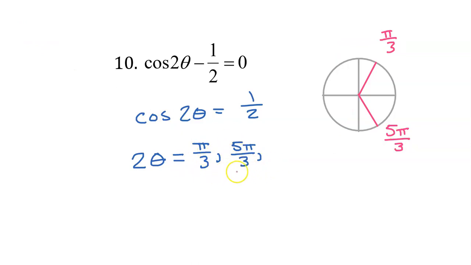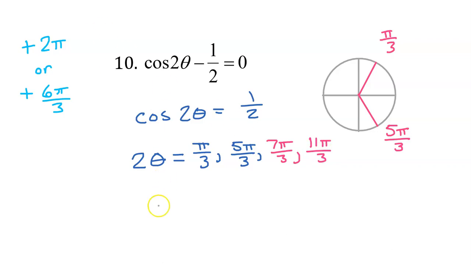How many sets of solutions do we need? The 2 theta tells us that we will probably need 2 sets of solutions. We can get the other set of solutions by adding 2 pi. In other words, by adding 6 pi over 3. 1 pi over 3 plus 6 pi over 3 is 7 pi over 3. And 5 pi over 3 plus 6 pi over 3 is 11 pi over 3.